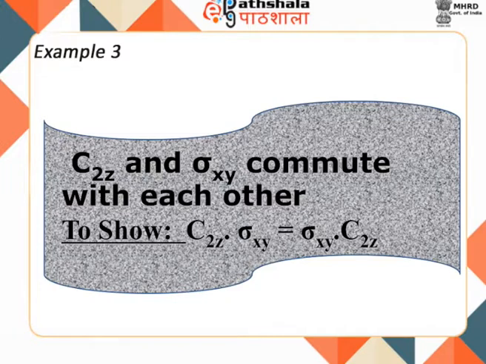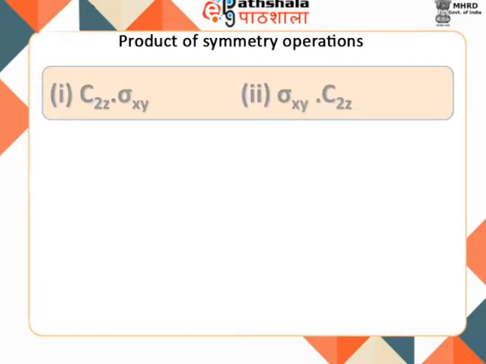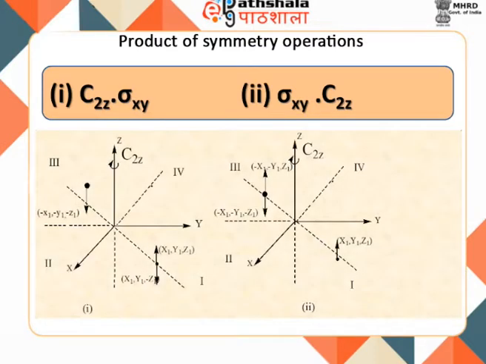In example 3, we need to show that C2z and sigma xy commute with each other. That is, show that C2z dot sigma xy equals sigma xy dot C2z. The figure shows the product of symmetry operations. First, C2z dot sigma xy. Second, sigma xy dot C2z.